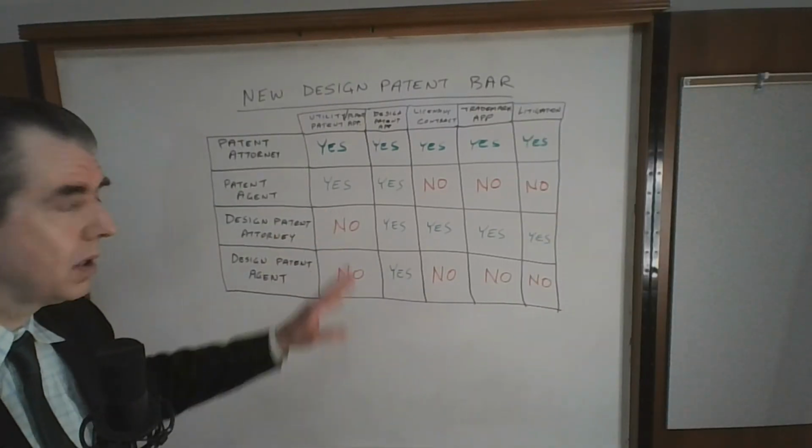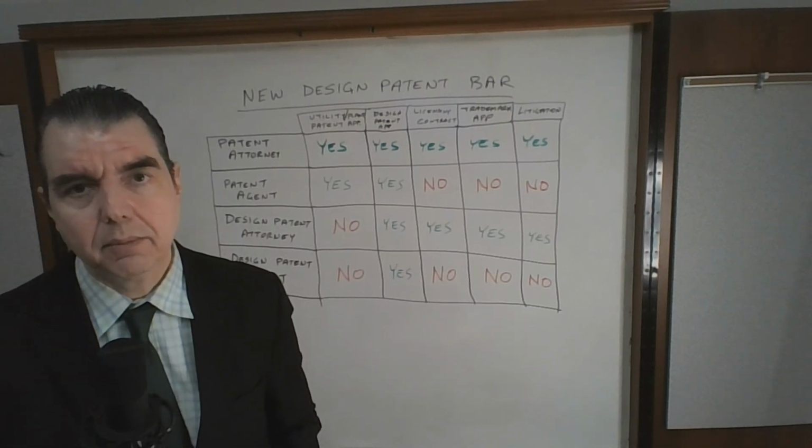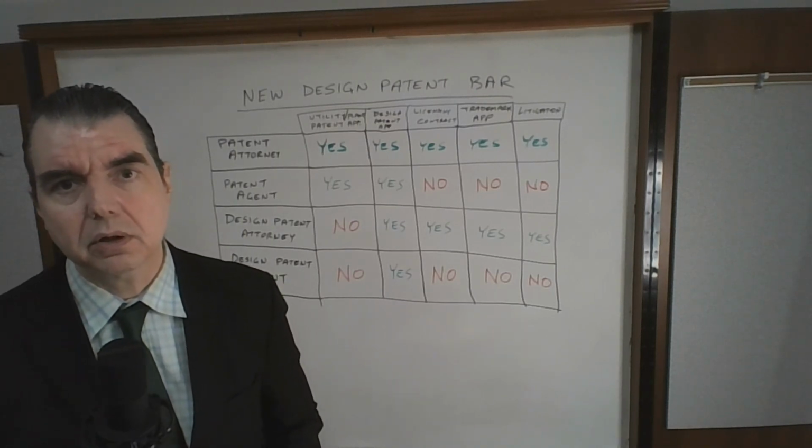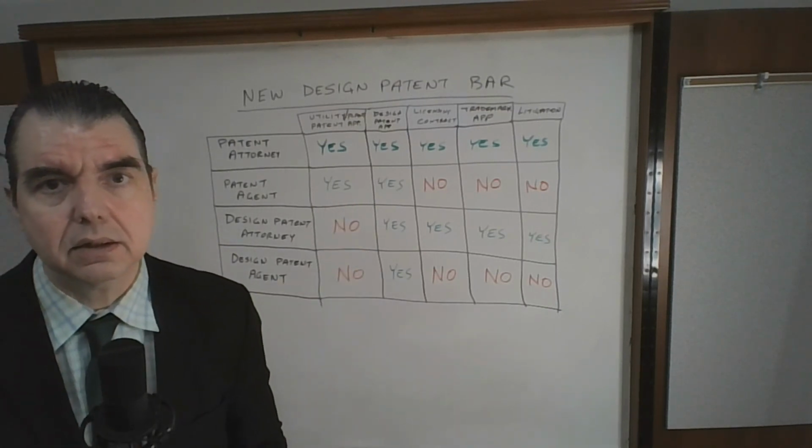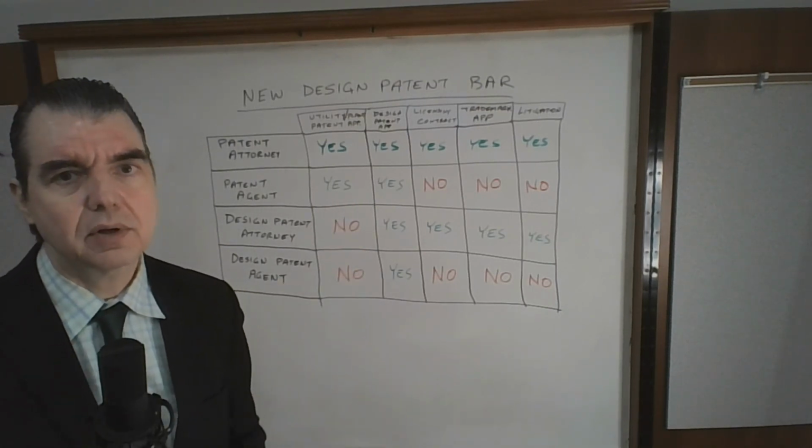Hopefully this table helps to clarify that, and I'm hoping there isn't going to be a lot of confusion in the community, but if anybody is confused, look at this table to kind of get an idea of who can do what, and hopefully this table will be helpful.